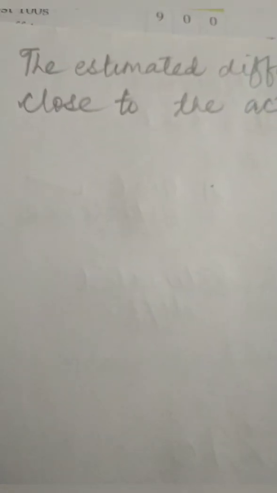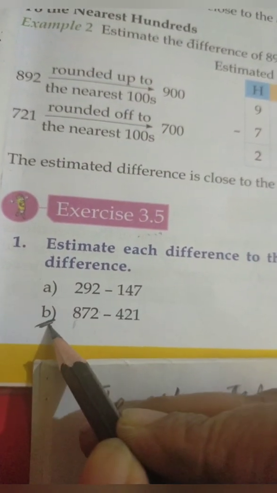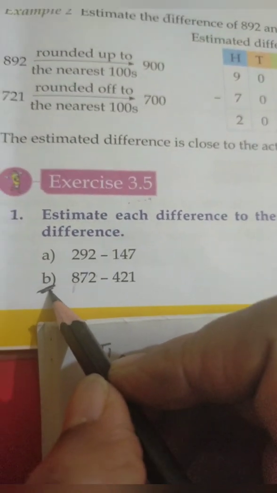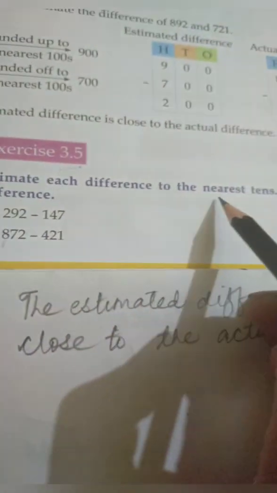Yes, friends, now I am going to tell you some examples. Here you can see B part is there. This you will do by yourself, but I am going to explain some examples. Yes, same heading, to the nearest tens.